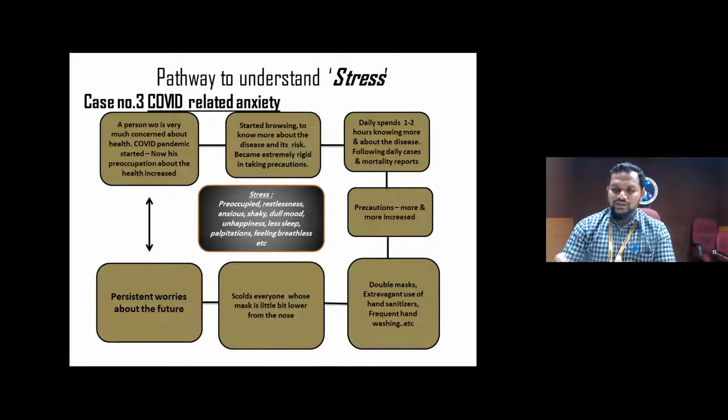For example, he is using a double mask and extravagant amounts of hand sanitizer. Every minute he is using hand sanitizer, washing his hands frequently, and scolding everyone whose mask is a little bit lower than the nose. There are persistent worries about how he is going to take care of his health. In this pandemic, he daily sees the updates about mortality and morbidity, and his emotional state of stress is increasing. So preoccupied, restless, and the same features again. This is a manageable task if he doesn't have any severe mental illness like OCD behind this, or any other hypochondriacal disorder. I think it is quite easy to handle this case. As lay counselors listening to this talk, try to make solutions and guidance for this client too.